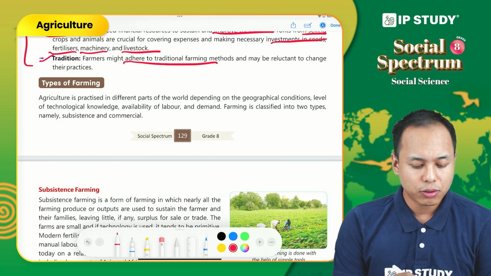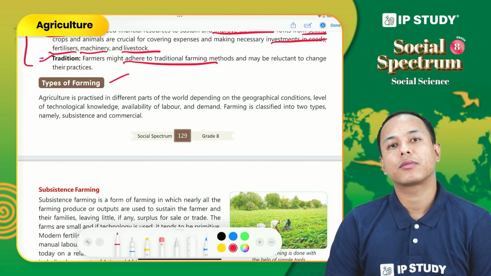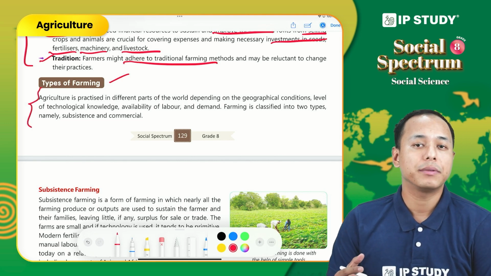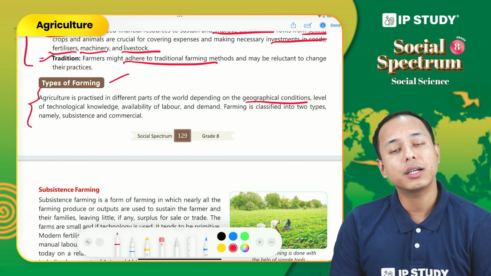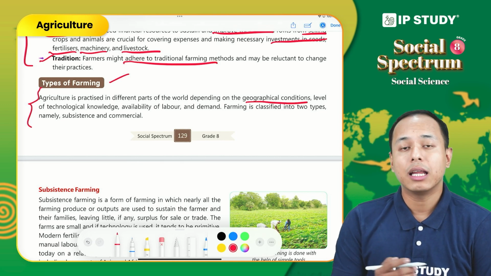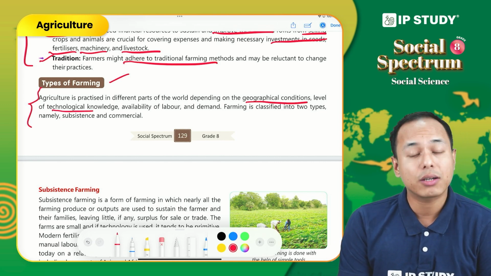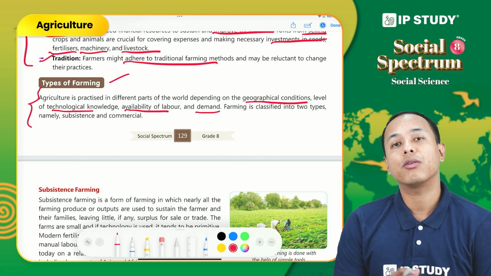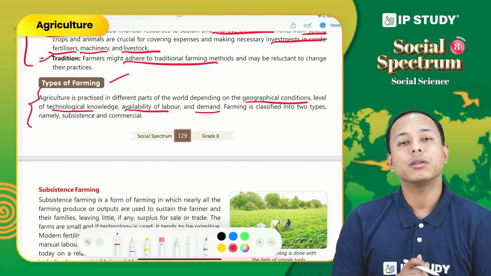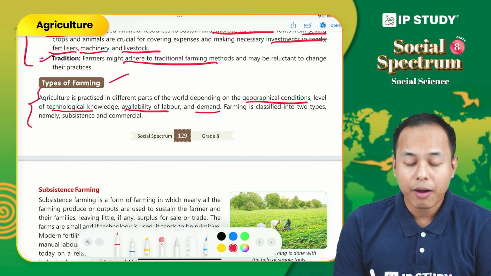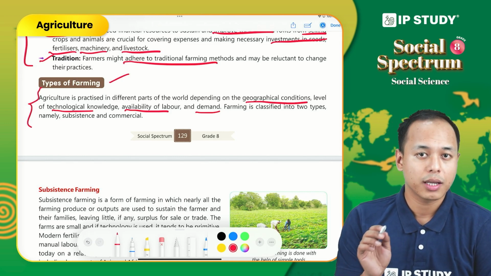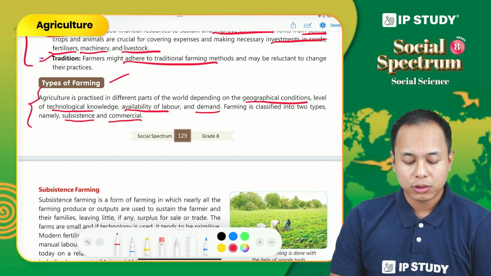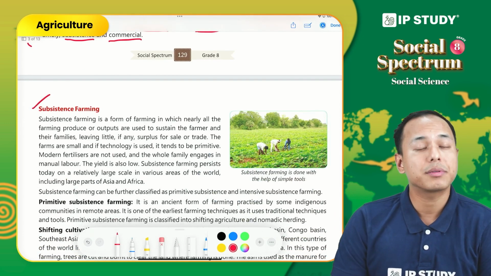So now the next topic is types of farming. We have already discussed that the agriculture practiced in different parts of the world depends upon the geographical condition of the area, level of technological know-how or the technology available, availability of labor and demand, or we can say market. So depending on all these factors, farming can be classified into two types: subsistence farming and commercial farming. So we'll first discuss subsistence farming.